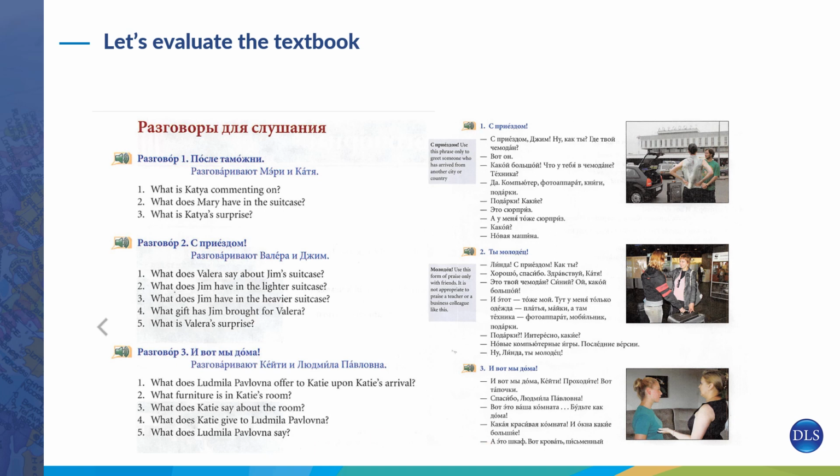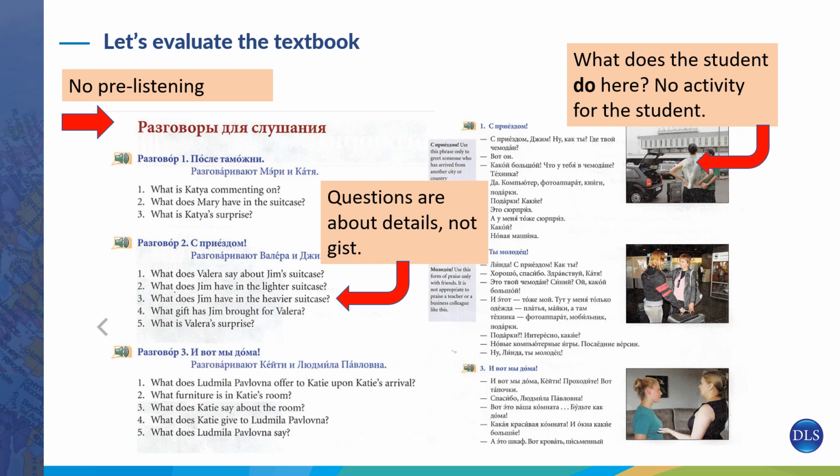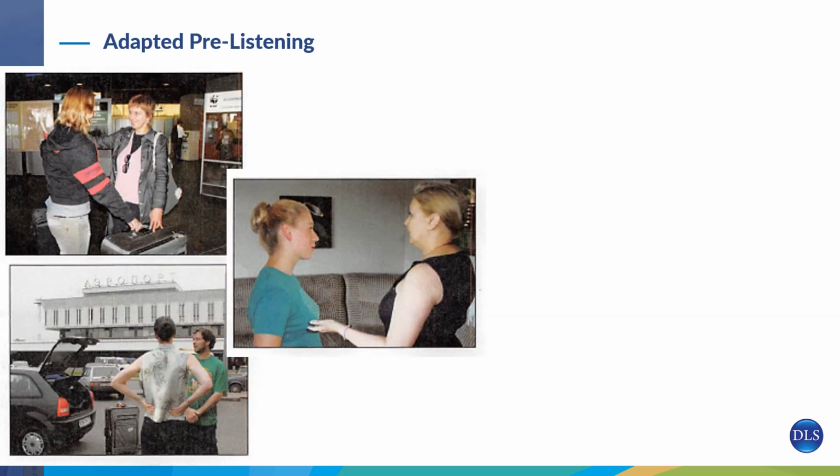So just looking at this, we can see a few areas where we might want to adapt. So first, there's no pre-listening, so we definitely want to add that. The first activity goes straight to detailed comprehension. There's no gist. And then here, where we have the transcript, there's nothing for the student to do, no activity for them. So let's look at how we could adapt this.